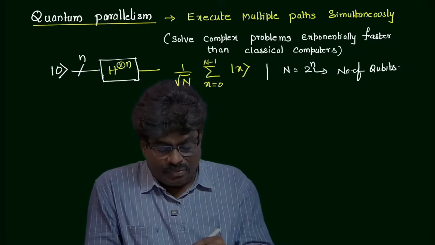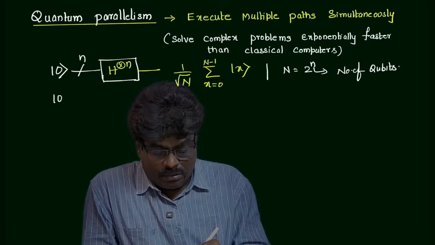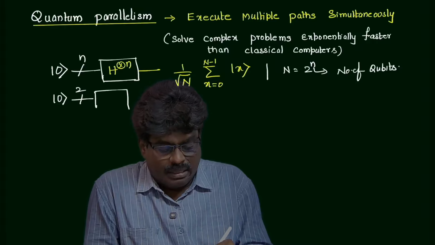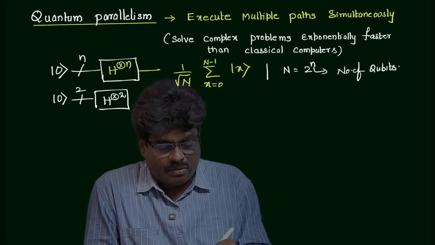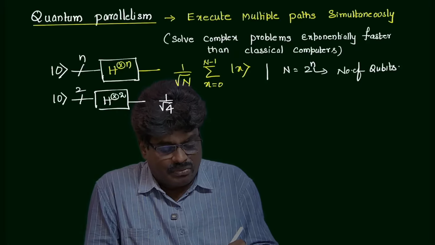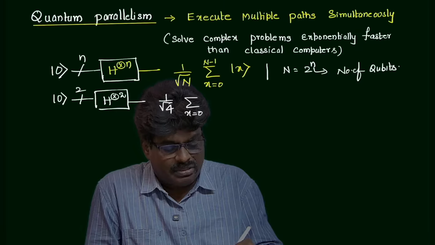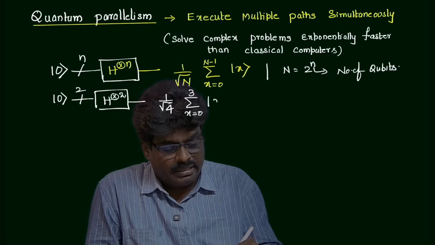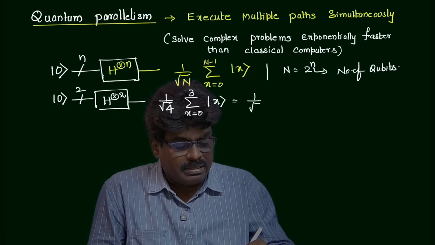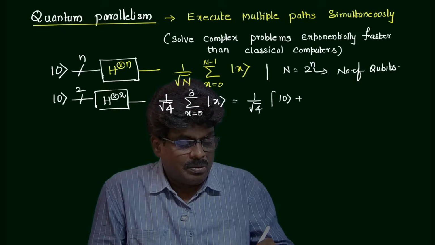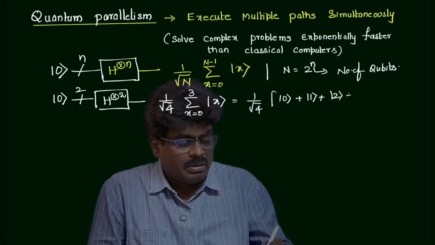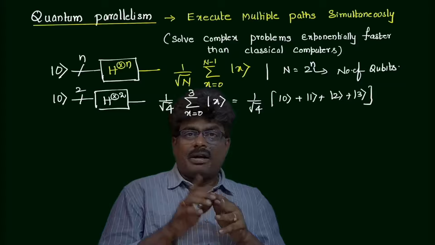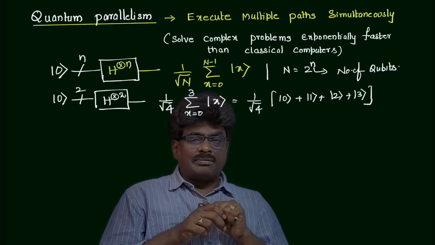For example, we have 0, so 2. That means I have taken 2 paths. Then here we have H tensor 2. So this is 1 over root 4, the summation x equals 0 to 3. If you expand this, 1 over root 4 times |0> plus |1> plus |2> and |3>, like this. Now here I'm going to discuss one more most important point.